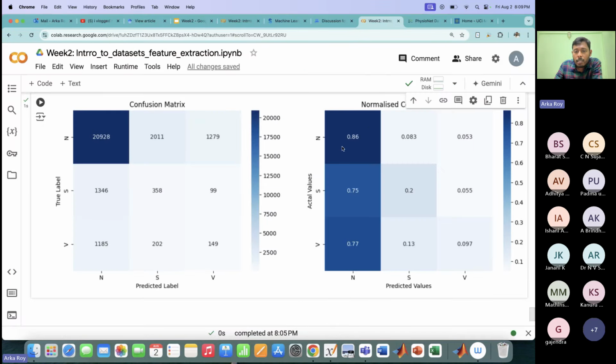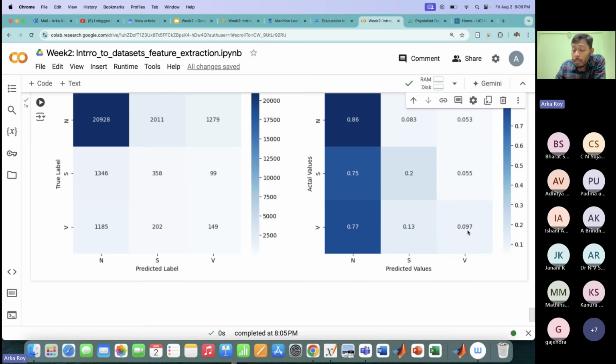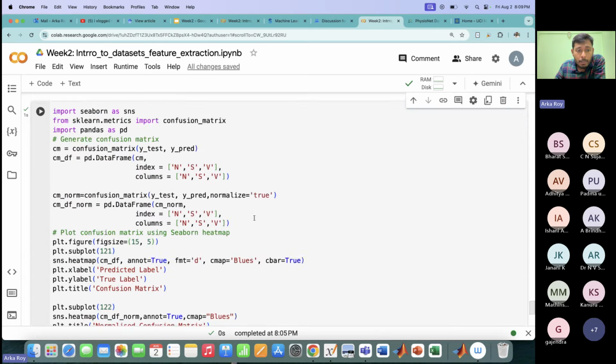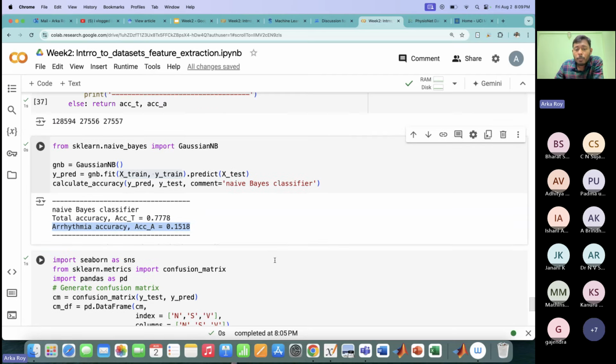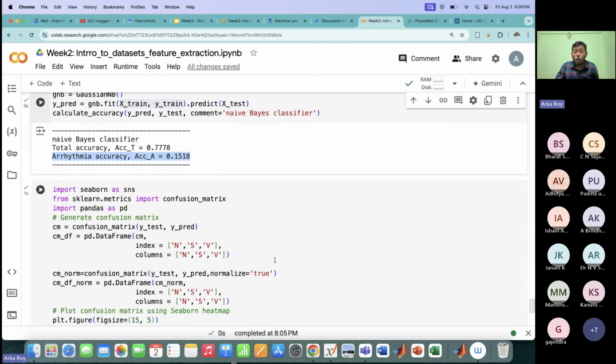From there you can see that the normal class you are able to classify very well, 86% classification accuracy. For supraventricular you are getting 20% classification accuracy. Over here, less than 1% classification accuracy. So if you do the average, you are getting 15% classification accuracy in the total arrhythmia class. That means your machine learning classifier is not able to classify well. It is not doing a great job.